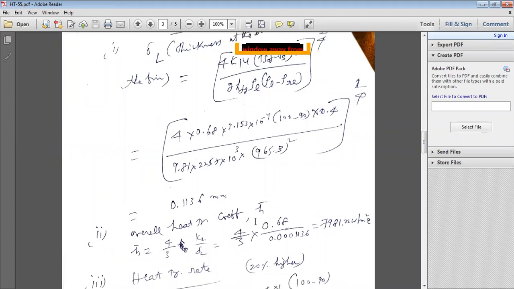Next, overall heat transfer coefficient h bar. How do you calculate h bar? It is 4 by 3 times hx, or otherwise 4 by 3 times k by delta. Yesterday I gave this formula.